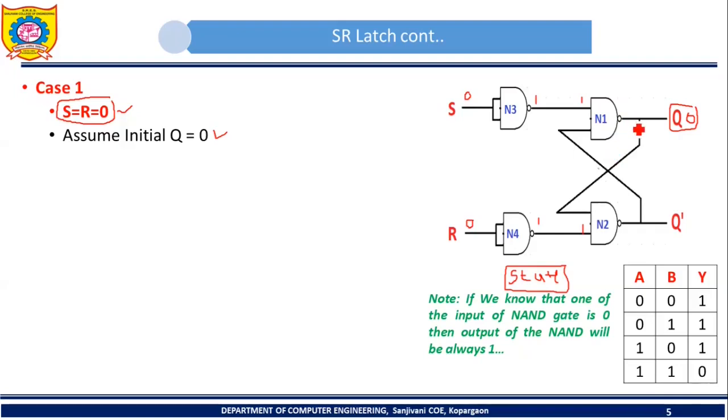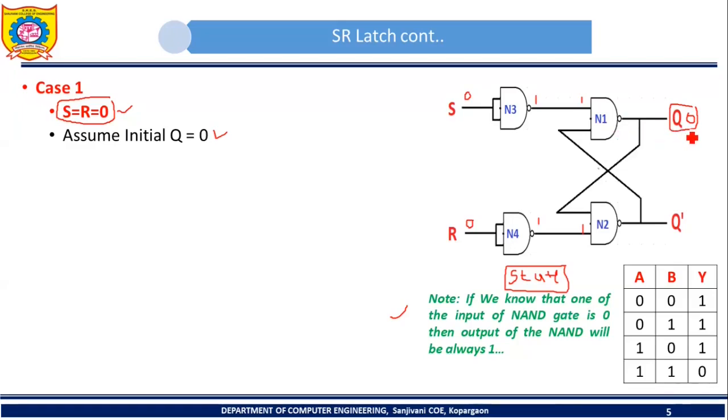Now can I predict the output of NAND gate N1 and NAND gate N2? No, because here I know that one of the inputs is 1, but I don't know the other input. If we know that one of the inputs of a NAND gate is 0, then only we can say that the output of the NAND gate will be 1. Now here we know that one input of the NAND gate is 1, and we don't know the other inputs, so I cannot predict the output of this particular NAND gate.